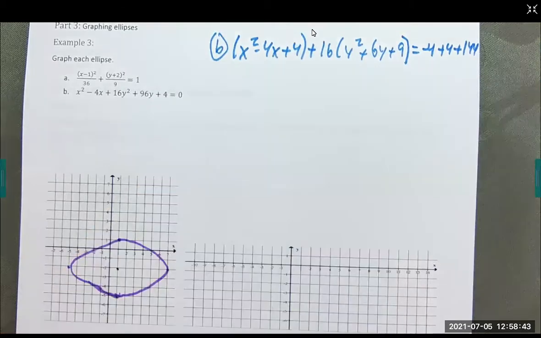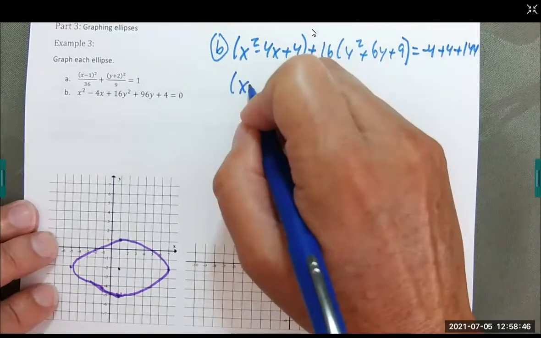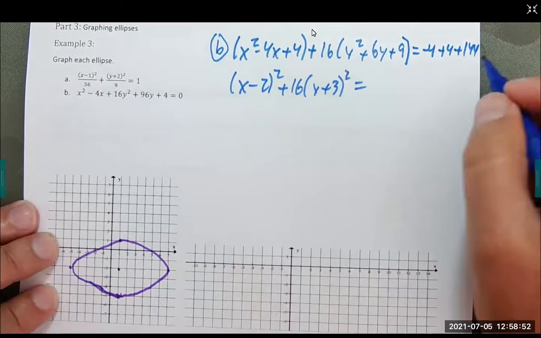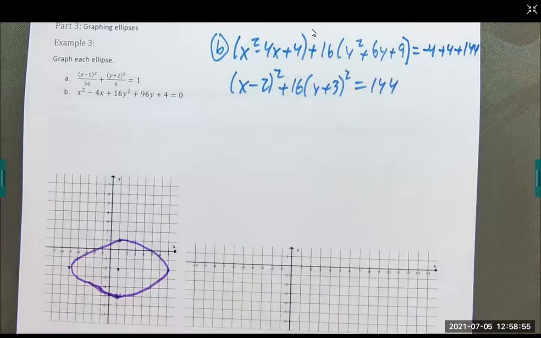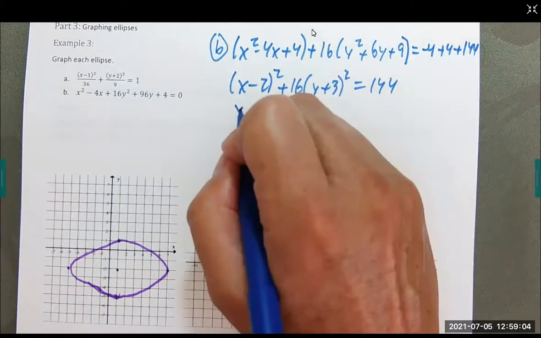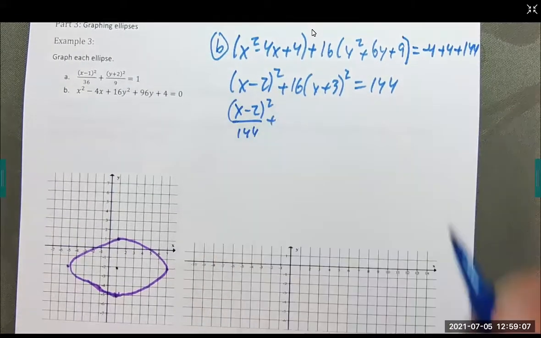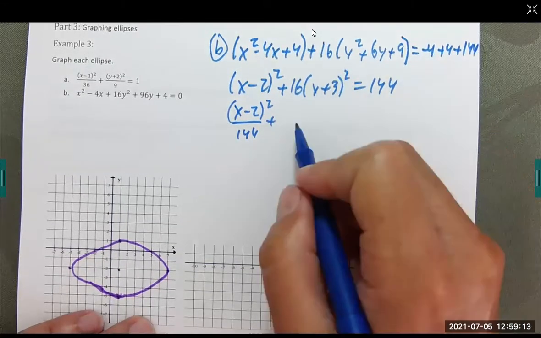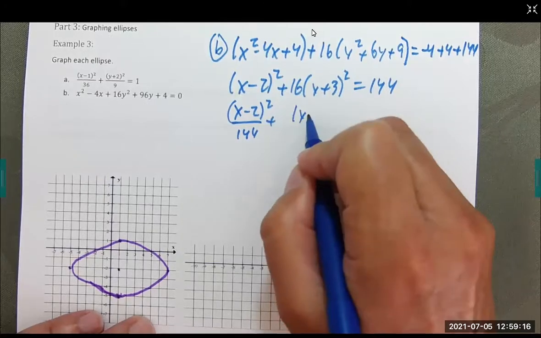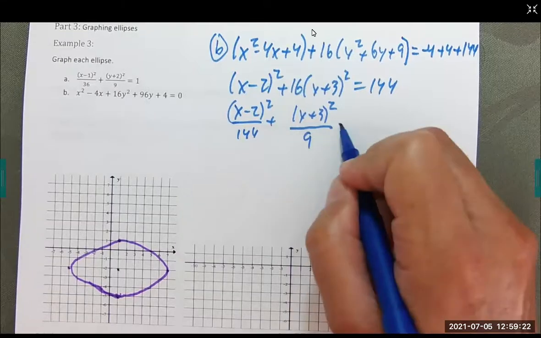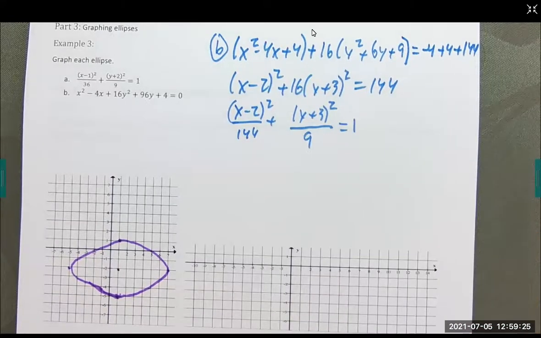So what do we end up with? (x minus 2) squared plus 16 (y plus 3) squared equals 144. Now, we know that 16 times 9 is 144. So when I divide, that's going to be over 9. Equals 1. So it looks like we have a center at +2, -3.